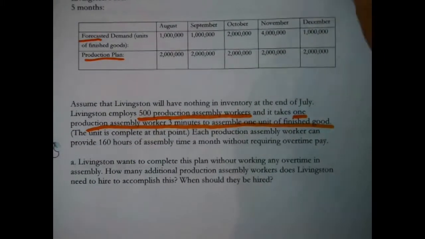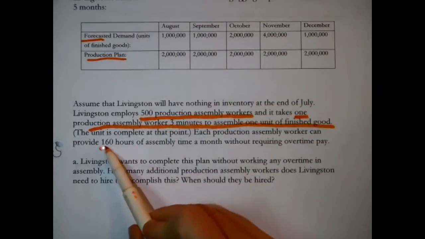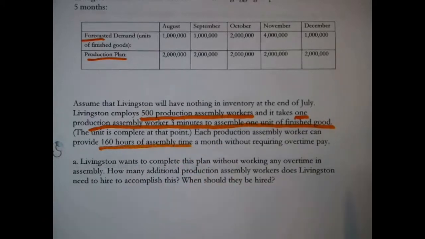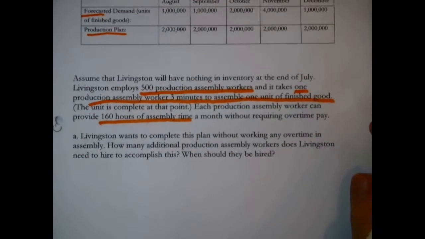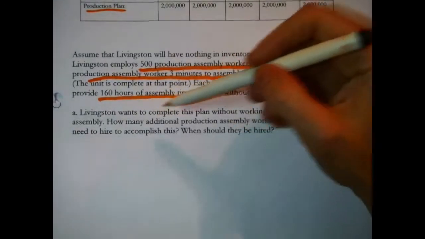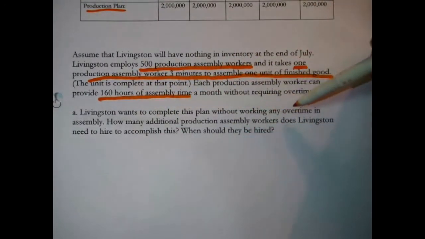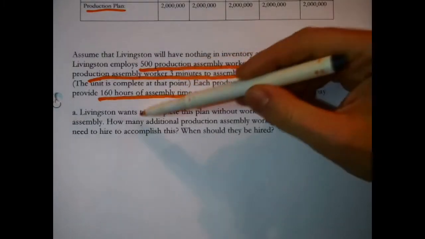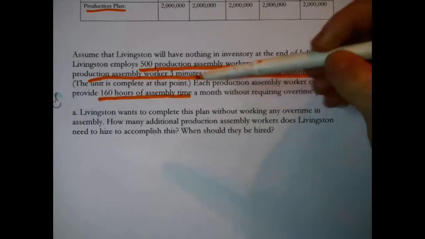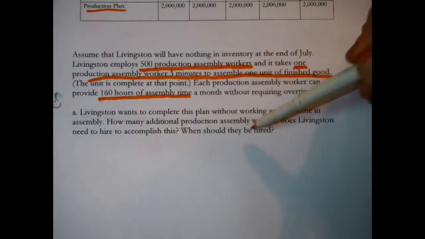Each production assembly worker can provide 160 hours of assembly time a month without requiring overtime pay. Now, what's the question? Livingston wants to complete this plan without working any overtime in assembly. So they want to do it all in regular time. How many additional production assembly workers does Livingston need to accomplish this, and when should they be hired?